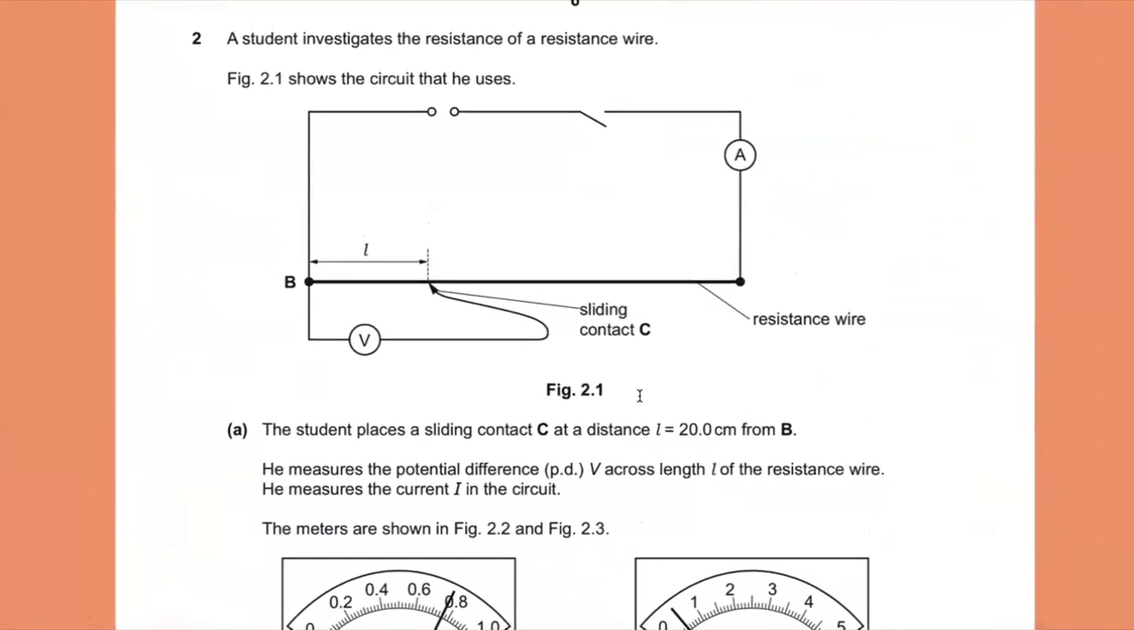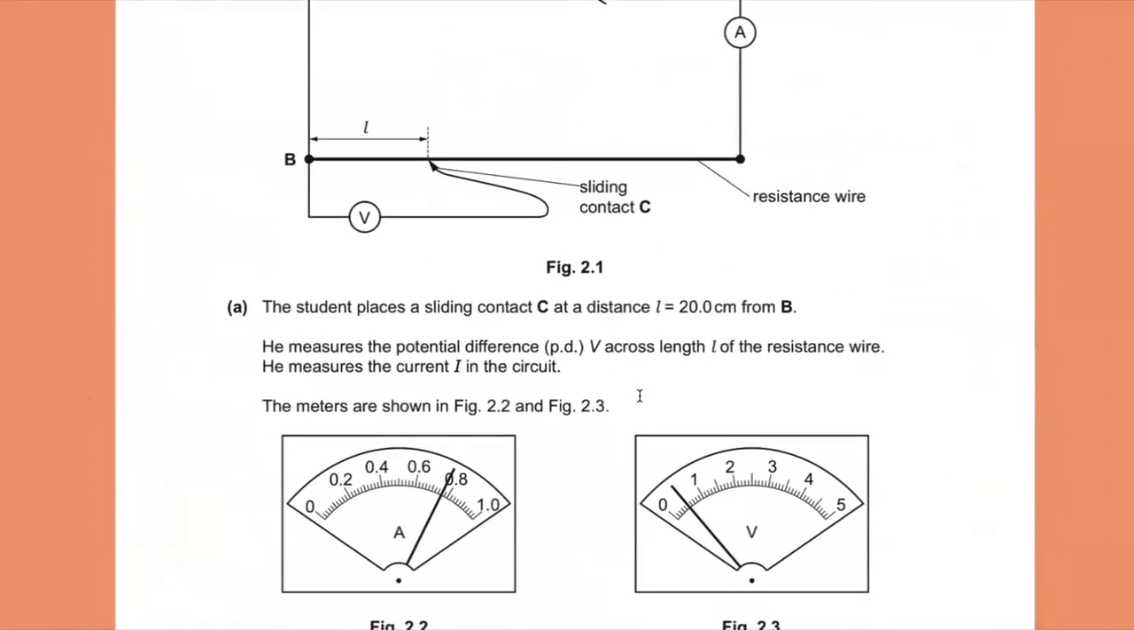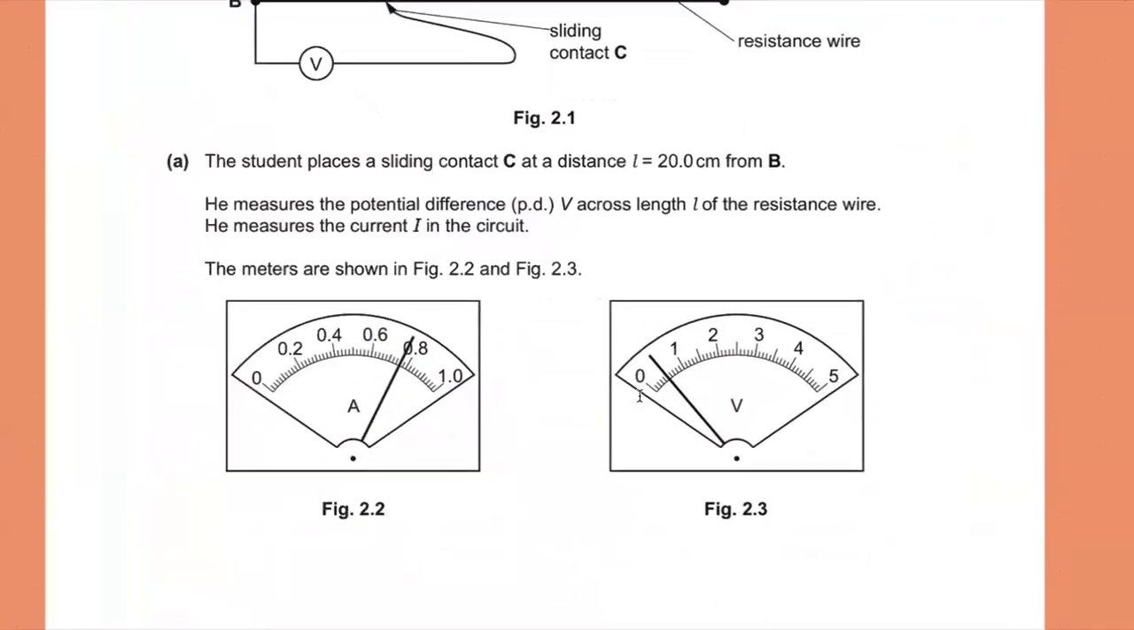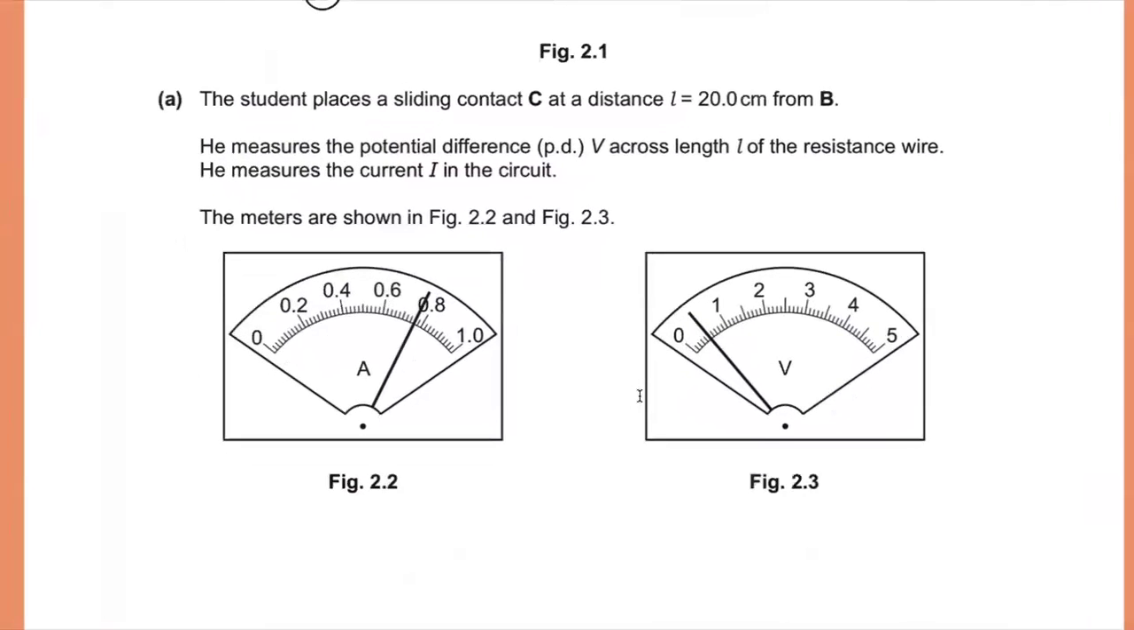Student investigates the resistance of a resistor wire. So there is the power supply, ammeter, sliding contact, and a resistance wire. Student places a sliding contact C at a distance L equals 20 cm from V. So this is 20 cm. He measures the potential difference V across length L, measures the current I, meters are shown. You know the next step will be to read the meters. So let's zoom in a bit more here.